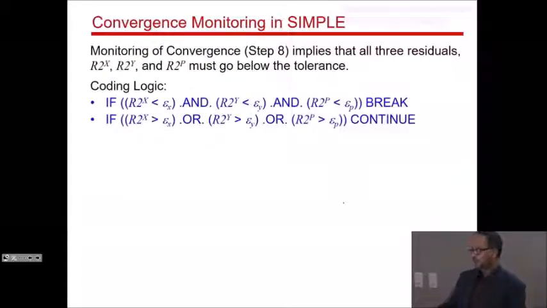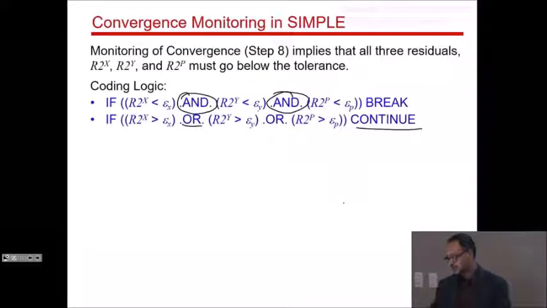So for monitoring of the convergence, step 8 implies that all 3 residuals must go below the tolerance. Some sample coding logic that you can use: if R2X is less than epsilon X and R2Y and so on. Notice the operative word here is an AND. If any of those are not satisfied, then you go back and do it again. Just satisfying one of them is not enough. Alternate logic would be to use an OR logic, but in this case, instead of using break, you're doing continue. So if any of them are above the tolerance, you continue.